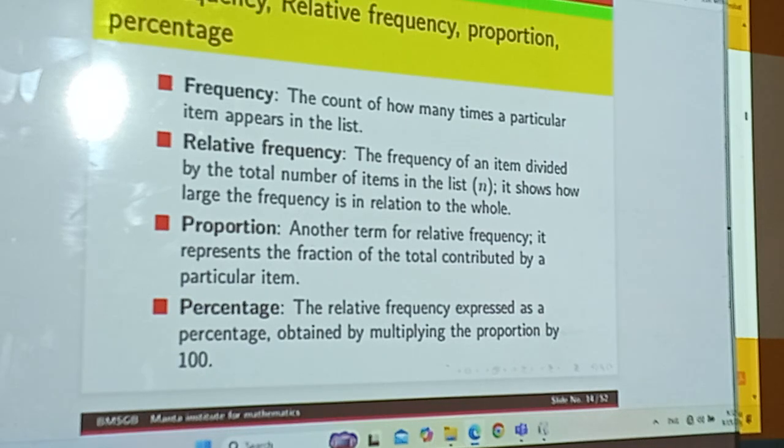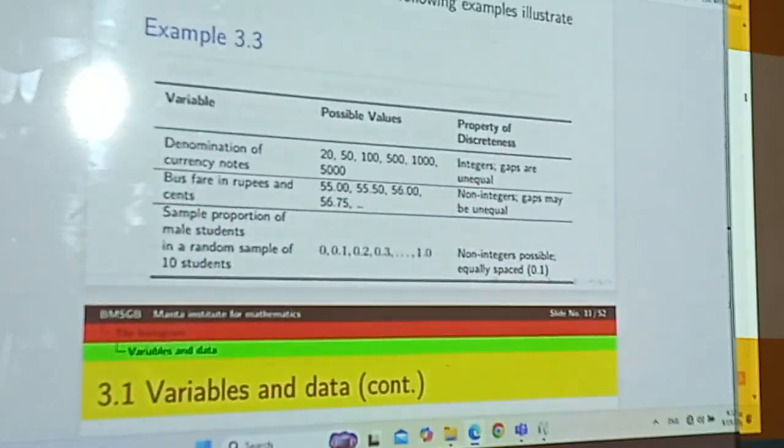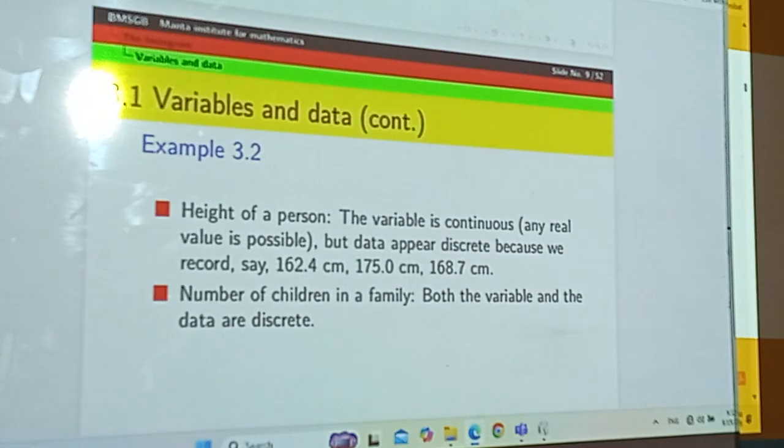Okay, so now we can go back and look at the definition of a histogram.